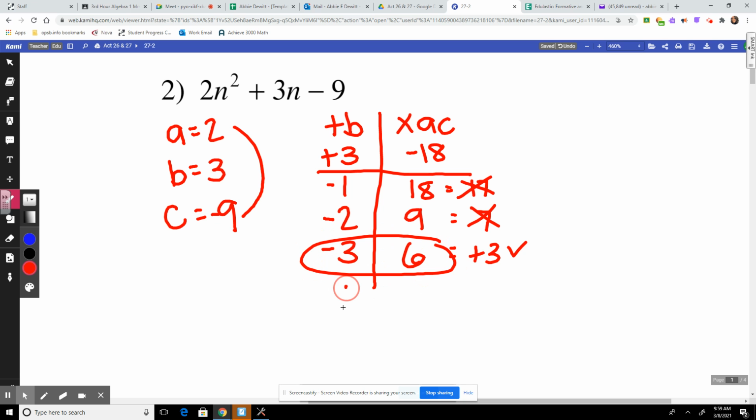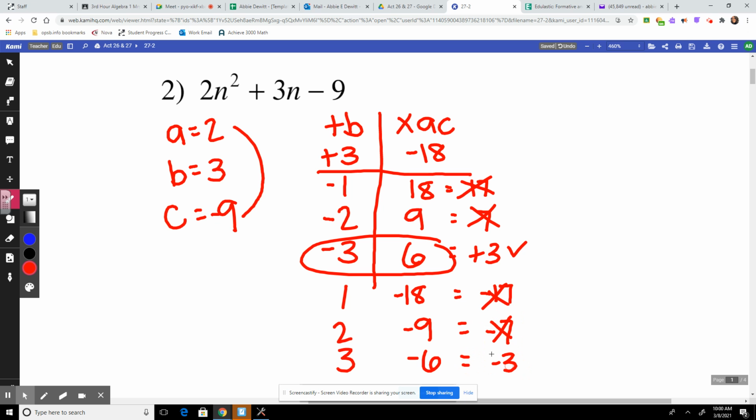Now you can also list positive 1, negative 18, positive 2, negative 9, positive 3, negative 6. Put the negatives with the 18, 9, and 6. And you would still see that that would be negative 17, which wouldn't work, negative 7, which wouldn't work, and negative 3, which wouldn't work. We need the two integers here, okay?